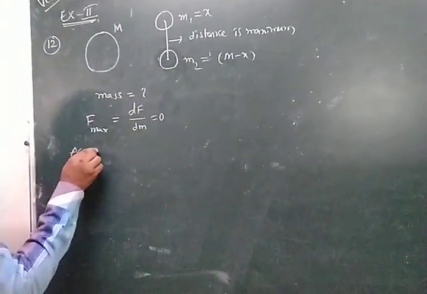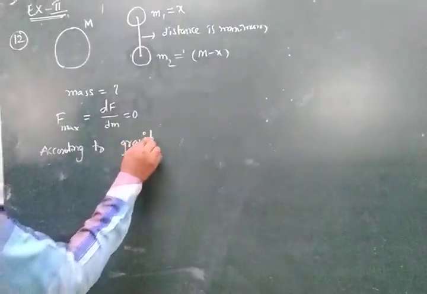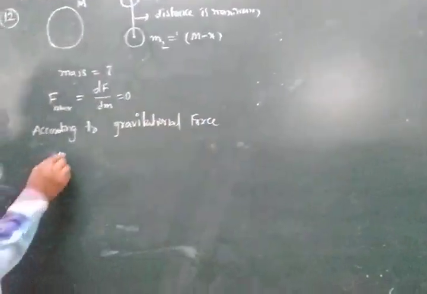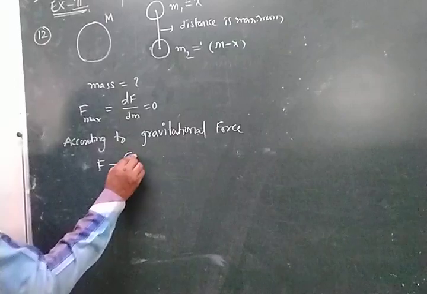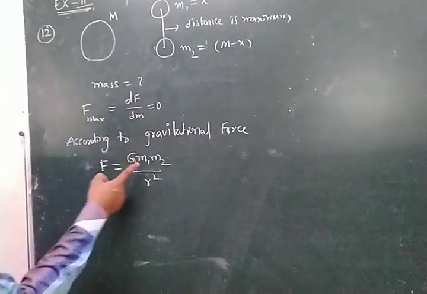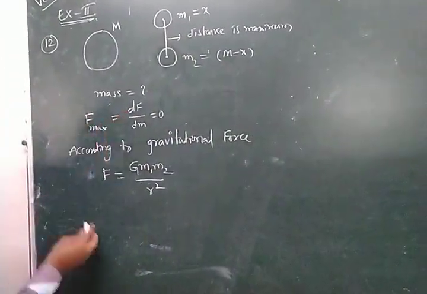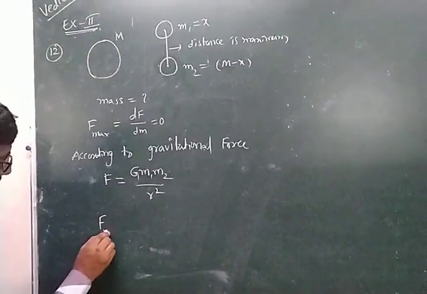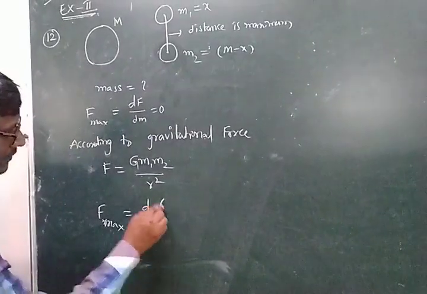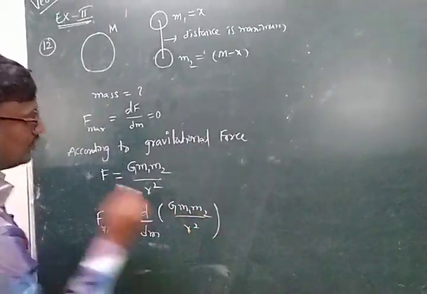According to the gravitational force, F is equal to G m1 m2 by r square. Here it is given m1 is equal to x, m2 is equal to M minus x. Now we can substitute. F maximum is equal to d by dm of F, where F is equal to G m1 m2 by r square.